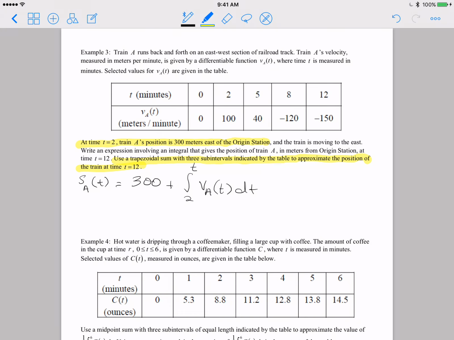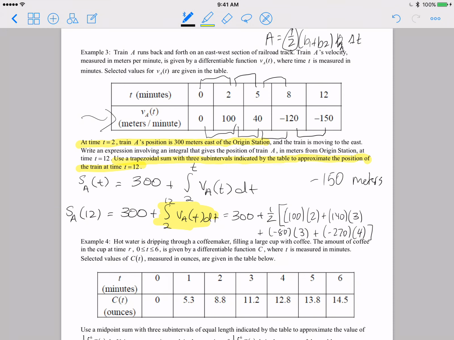Plus, add the y values in this subinterval, which gives me negative 270, multiplied by delta t, which is 4. And that is going to give me my position at time t equals 12 using a trapezoidal sum. If you put the calculator to that, you're going to get negative 150 meters. Basically what that means is that train A is now to the west of origin station at time t equals 12.